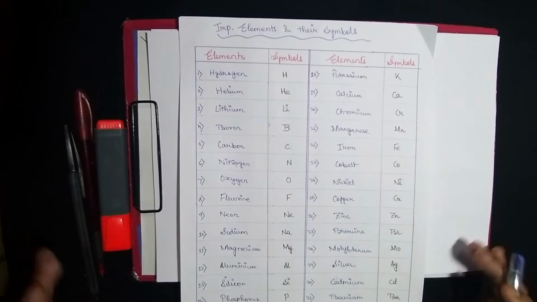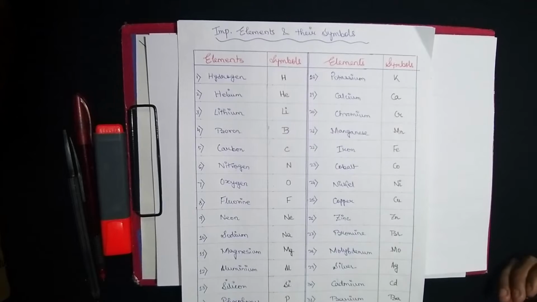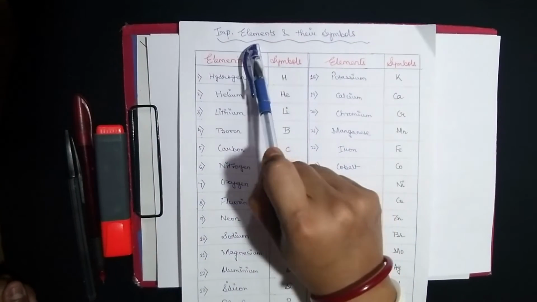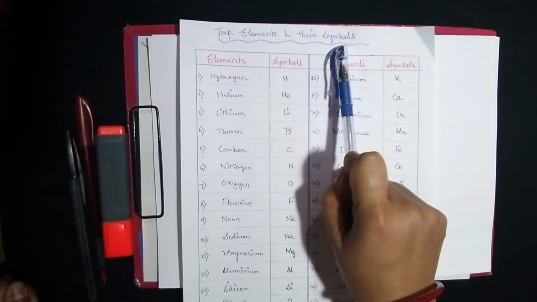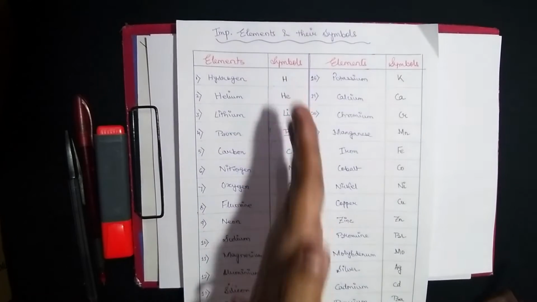With the continuation of the topic that we have already studied about the elements and atoms, I'm providing you a certain list. These are the important elements and their symbols. Here I have written the name of the elements along with their symbols.